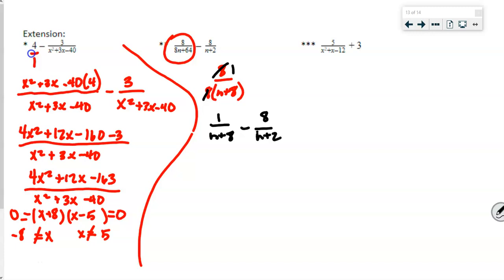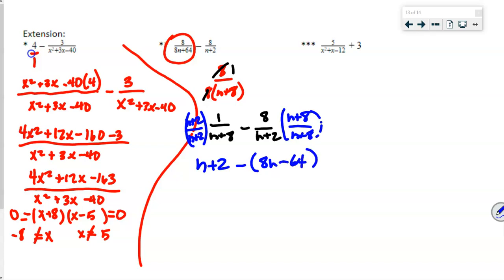So all we have to do now is multiply by the opposite denominators, right? So for this one, we're going to multiply by n plus 2 over n plus 2. And this one, we're going to multiply by n plus 8 over n plus 8. So this is going to be n plus 2 minus 8n. And we could just multiply that by the negative 8. So that would be minus 64. Then we wouldn't have to worry about the parentheses, right? So I'm going to take those away because I multiplied both by the negative 8. So that's all going to be over n plus 2 times n plus 8.